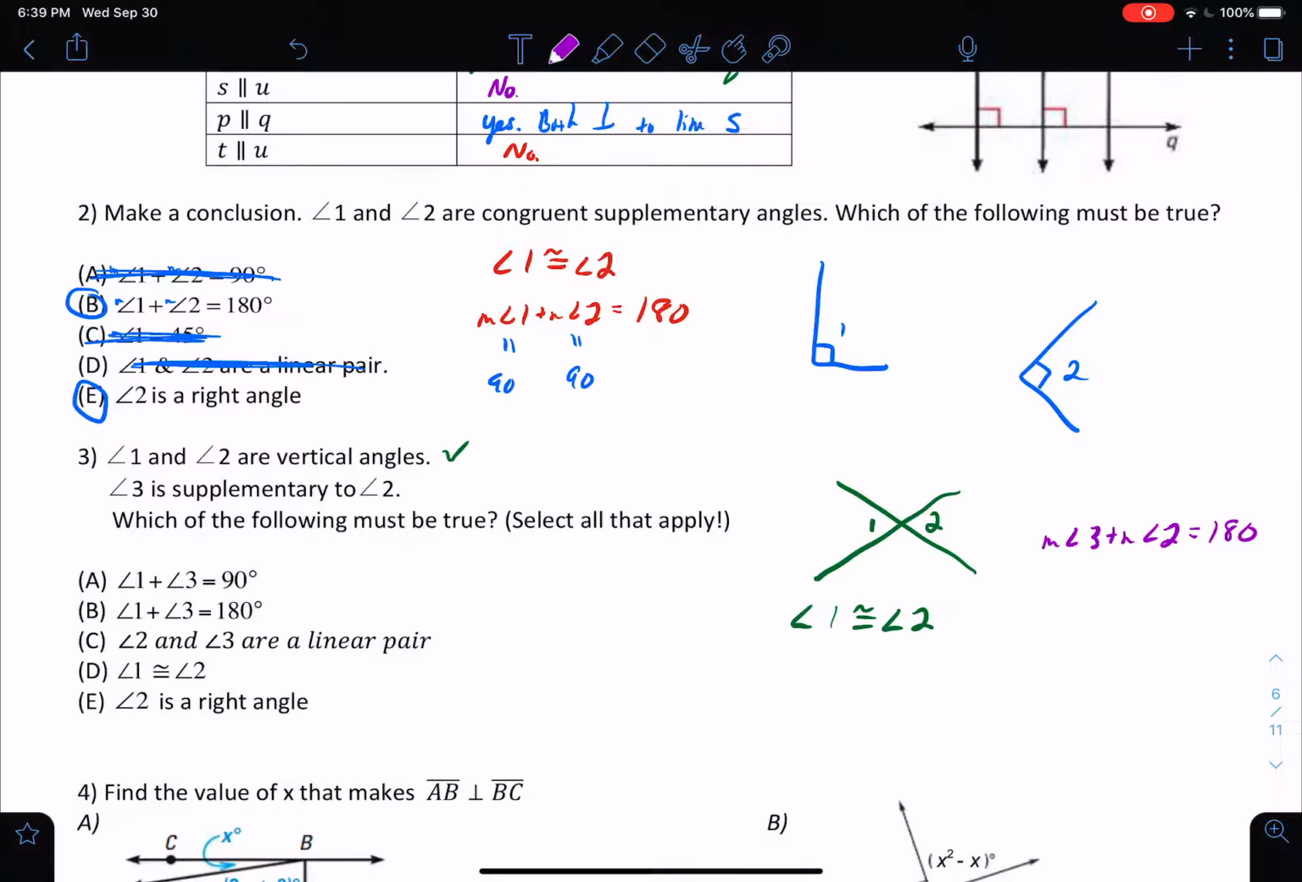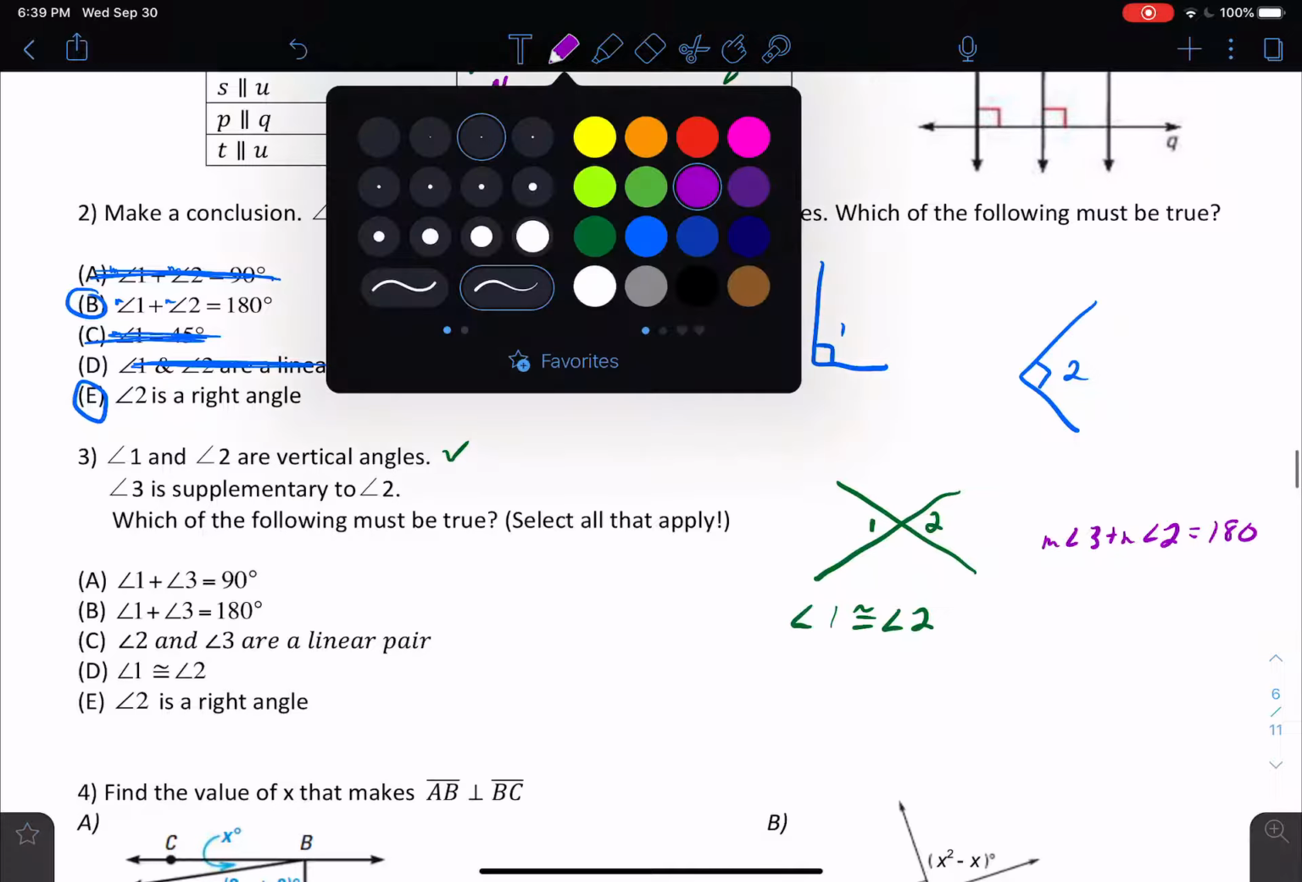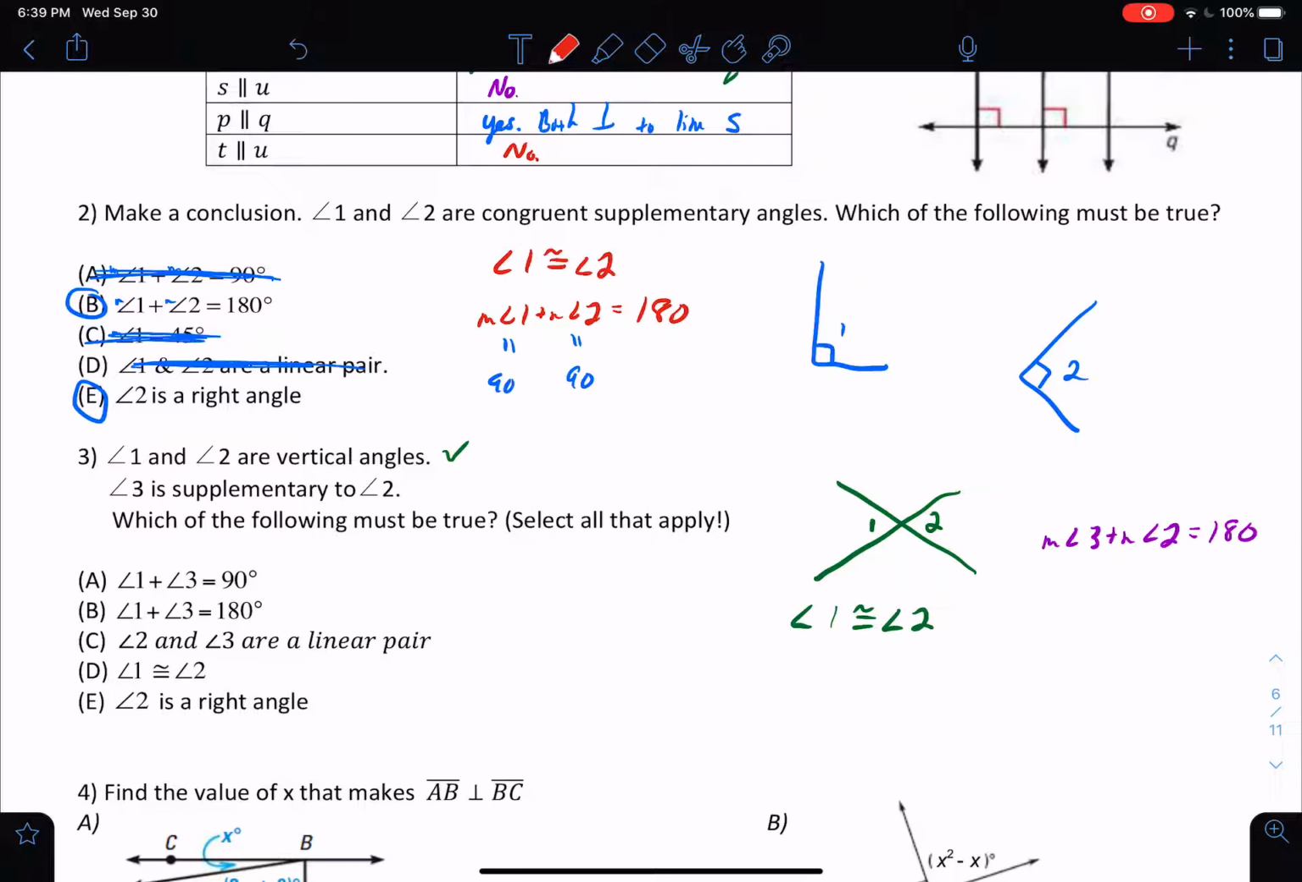All right, so let's go through these. Is angle 1 plus angle 3 equal to 90? Well, if I know that 1 and 2 are the same exact thing, I can take 1 and swap it out with 2. So I know that the measure of angle 3 plus the measure of angle 1 is going to equal 180. So, angle 1 plus angle 3 equals 90? That's not going to work. Measure of angle 1 plus the measure of angle 3 equals 180. That's going to work.